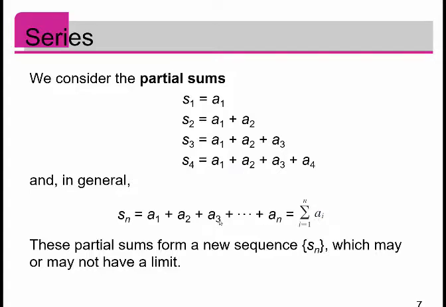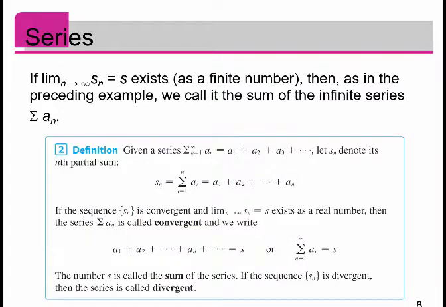These partial sums form a new sequence. So the partial sums, which we write S sub n, may or may not have a limit. We're not going to necessarily look at limits just yet. However, if the limit as n goes to infinity of S sub n equals S, and it exists and is a finite number, then as in the preceding example, we call S the sum of the infinite series, the summation of a sub n. So given a series, the summation of a sub n, equal to a sub 1 plus a sub 2 and so on, let S sub n denote its nth partial sum, as I have shown right here.